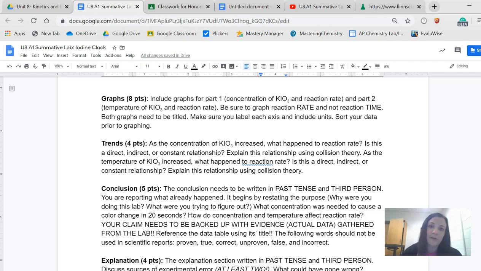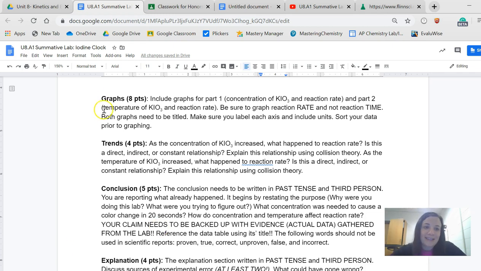The independent variable is what you control or change. So for part 1, you controlled the concentration of potassium iodate. You controlled how many milliliters of potassium iodate and how many milliliters of water you added. So your independent variable is concentration. The dependent variable is like your results. So you were measuring the reaction rate. How fast did that reaction occur? So reaction rate is your dependent variable. It is on the y-axis.